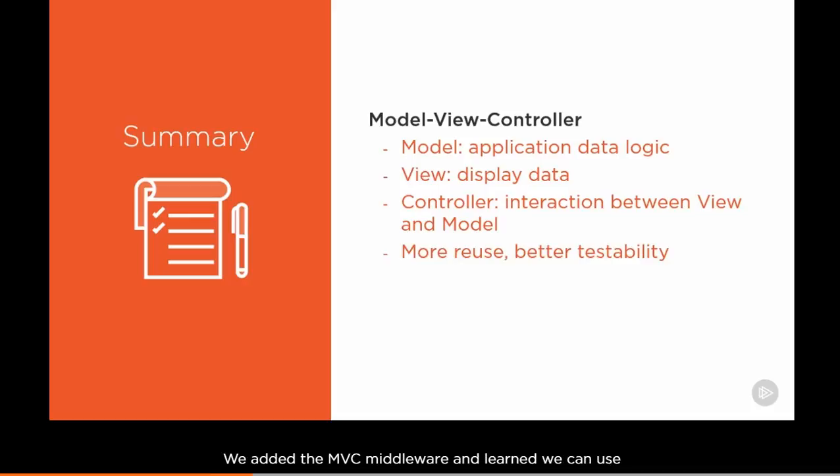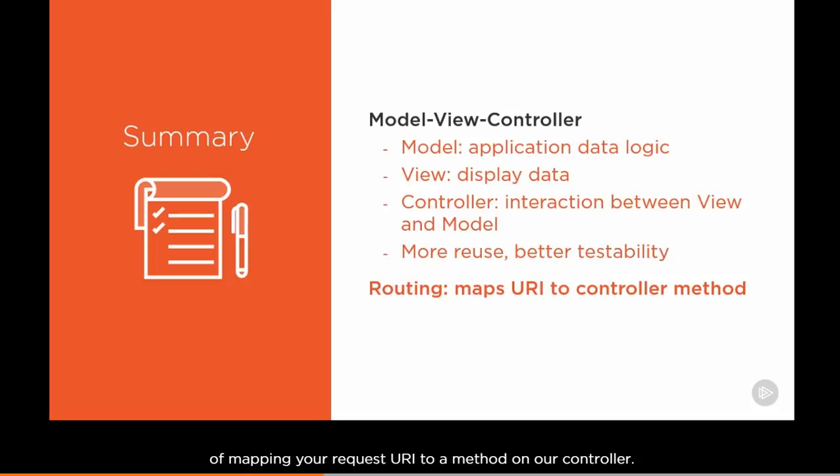We added the MVC middleware and learned we can use an HTTP GET to return data from our API. And it's routing that takes care of mapping a request URI to a method on our controller. Next to GET, there's also POST for creating, PUT for updates, PATCH for partial updates, and DELETE for delete. All of these are coming up right after this summary. For APIs, attribute-based routing is advised over convention-based routing.